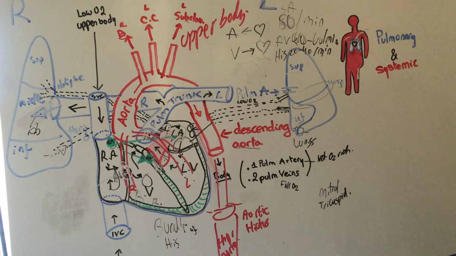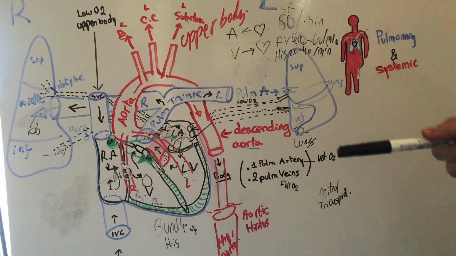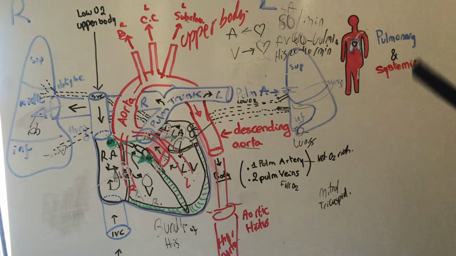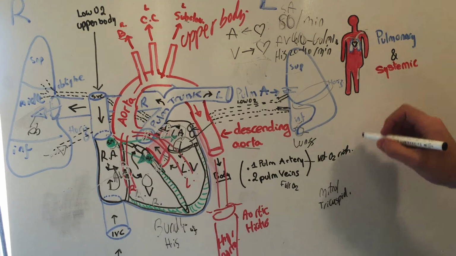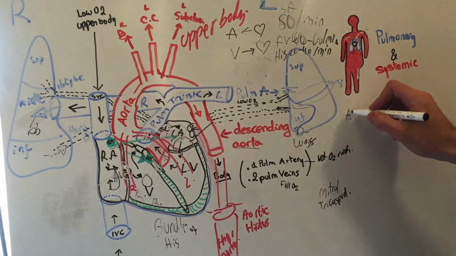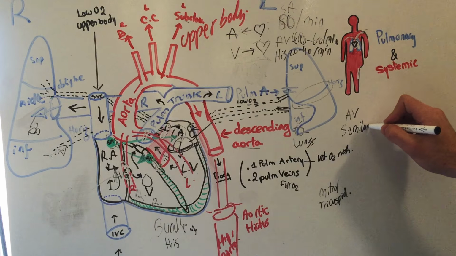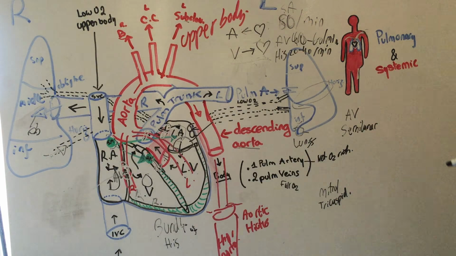Another fact you want to know is the valves around the heart. So there are four valves inside the heart, grouped into two different types. So you have the atrioventricular valves and then the semilunar valves. They are called this way just because of the way they look.